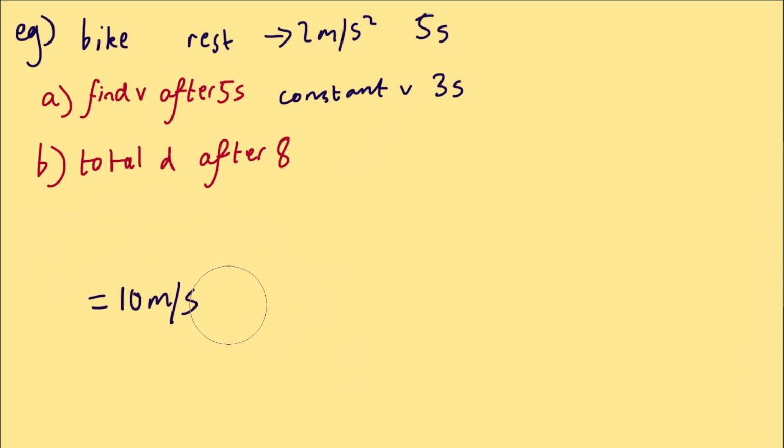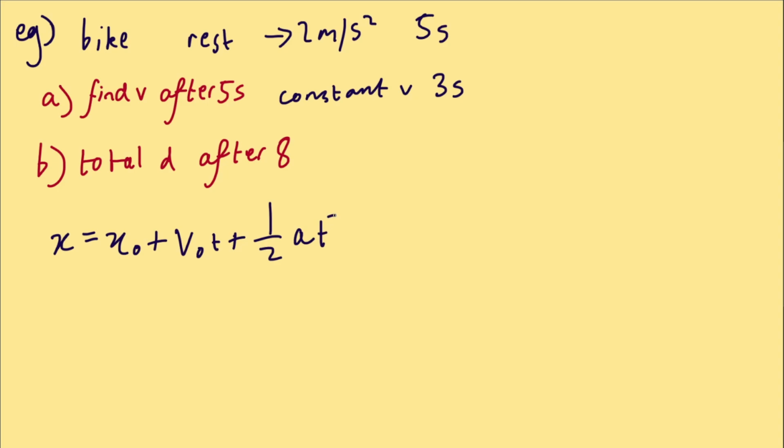The second part of the question is the total distance. So we're going to use the kinematic equation x equals x0 plus v0 t plus 1/2 at squared. The initial position and initial velocity, a lot of the time in textbooks and problems, are completely skipped over because the majority of the time they're 0. So if you ever see just this, then understand that it's because the initial position and velocity are 0.